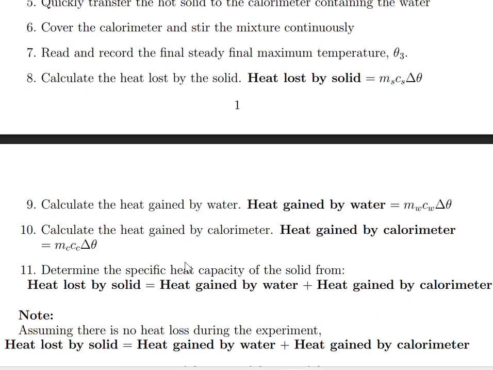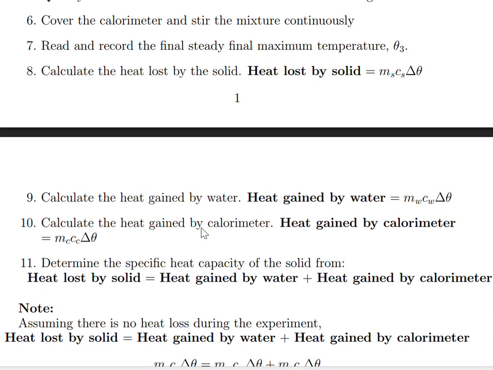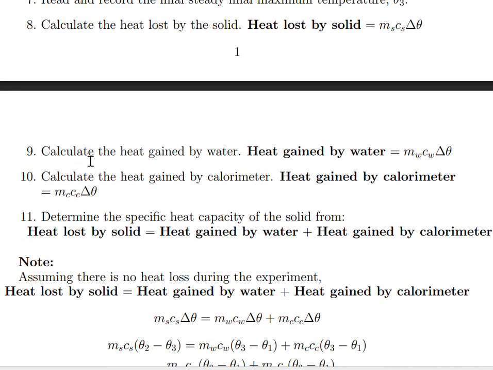Then we continue. But anyway, the temperature difference here for the solid is going to be the temperature that it came with, which was θ2, minus the final temperature of the mixture, θ3. Then the next step is for us to calculate the heat that is gained by the water.